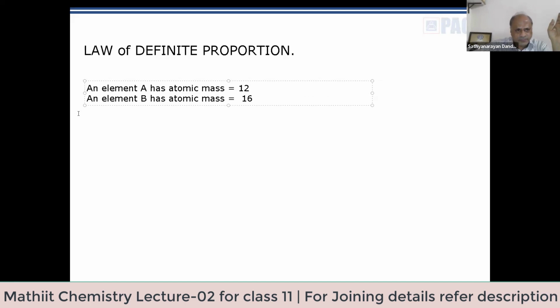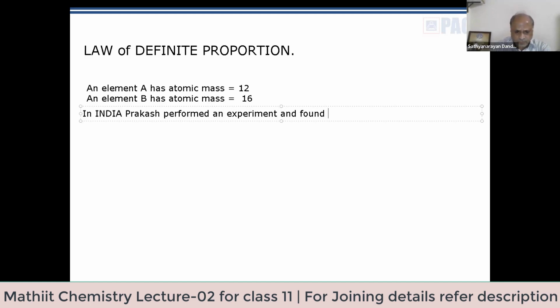Now, in India, Prakash performed an experiment and found that 1200 parts of A combined with 1600 parts of B.